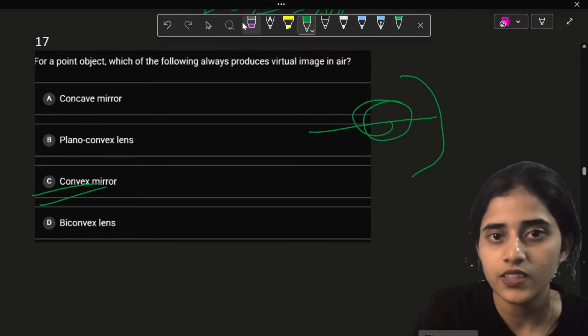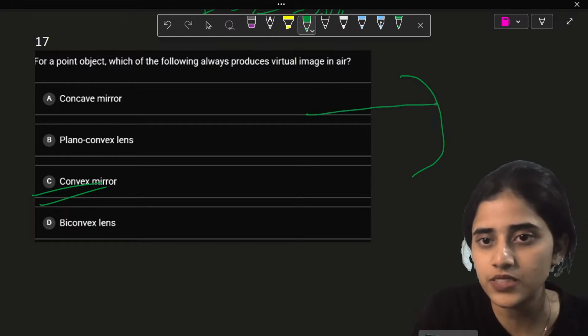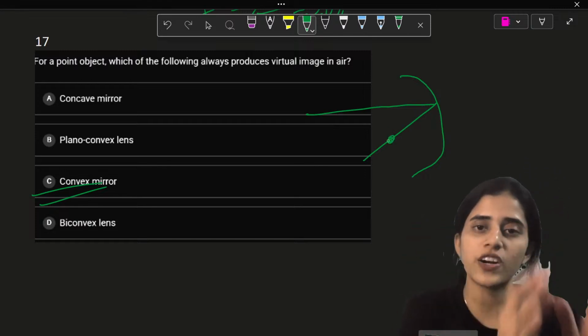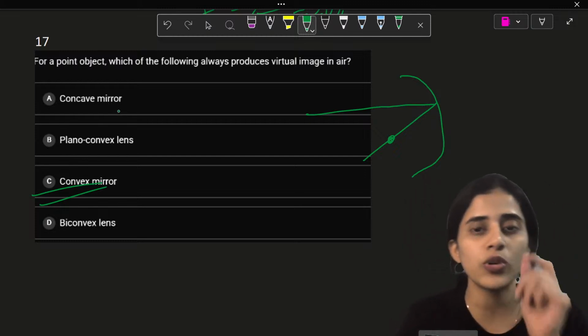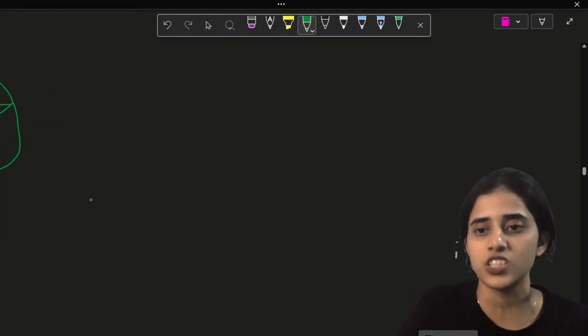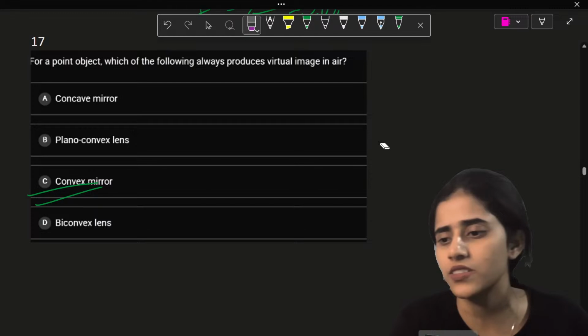So I will just show you a small thing. A light ray comes and hits the mirror. So images are formed in front of the mirror and images are formed by actual rays. So for concave, it's always real. Only in one case, it's virtual. Otherwise, it's always real. For convex, it's always virtual. This is a pretty straightforward question. You should be knowing this.